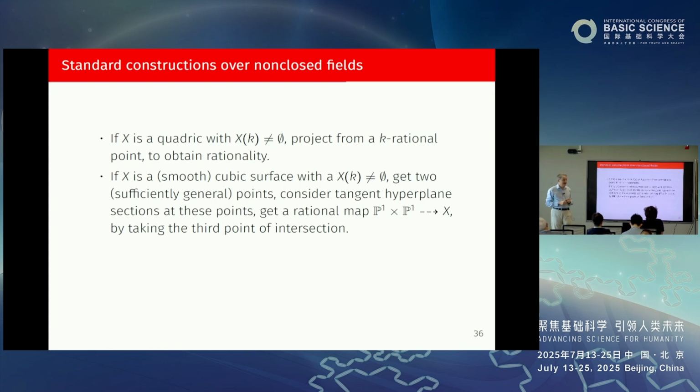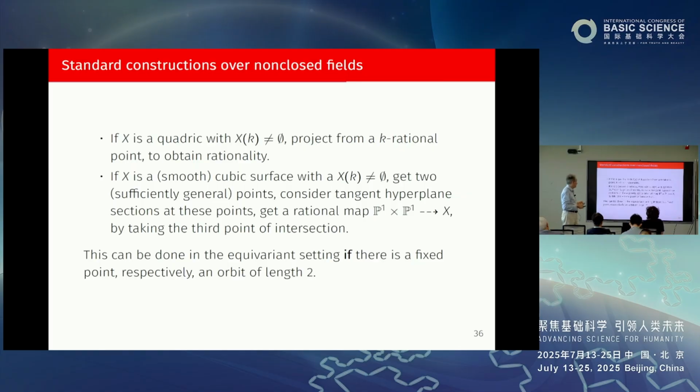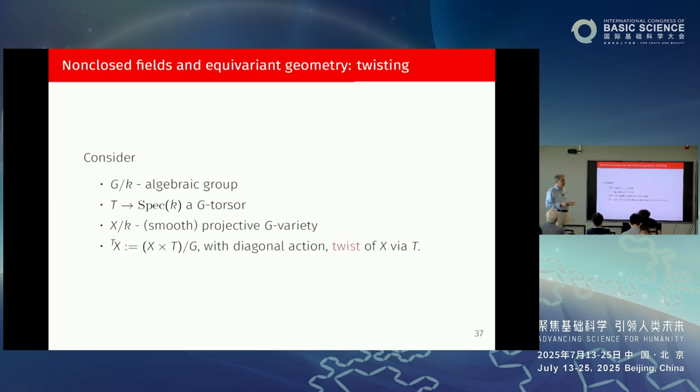Now, you can do that in high dimensions as well, for threefolds and so on. But in the equivariant setting, you don't have to have a rational point, I mean a fixed point, or an orbit of length 2. So we need some other techniques, other technologies, to prove, let's say, unirationality.